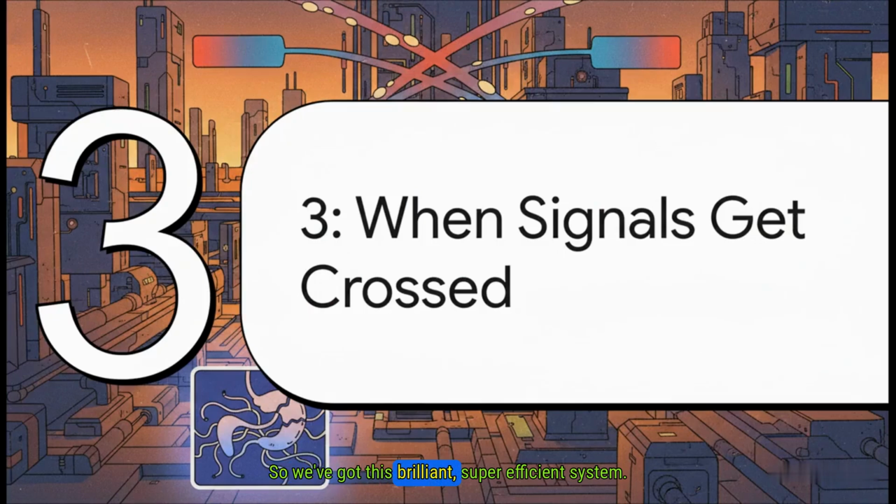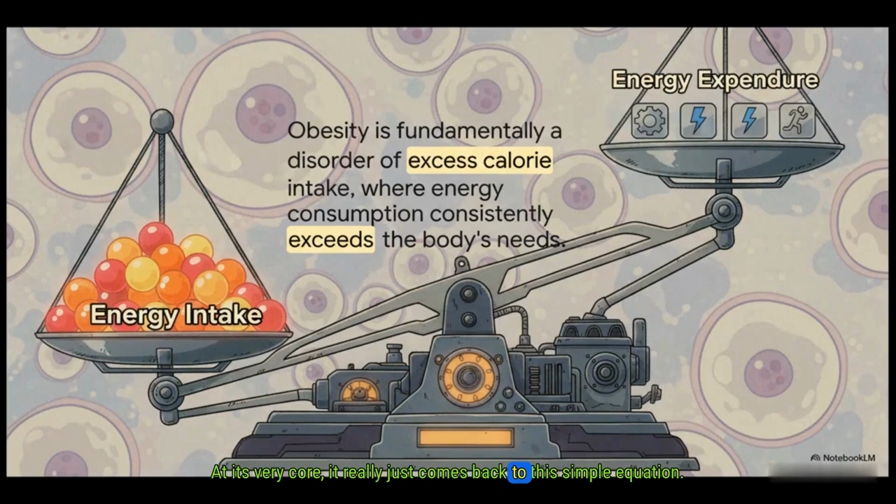So we've got this brilliant, super efficient system. But what happens when that system is constantly being pushed past its limits? When there's always an energy surplus? Well, that's when all the intricate hormonal signals that keep everything in check start to get their wires crossed. At its very core, it really just comes back to this simple equation. When the calories you take in consistently outpace the energy you burn, that surplus has to go somewhere. And it gets stored as fat in these specialized cells we have called adipocytes. I mean, that's what they're designed to do, but even they have their limits.